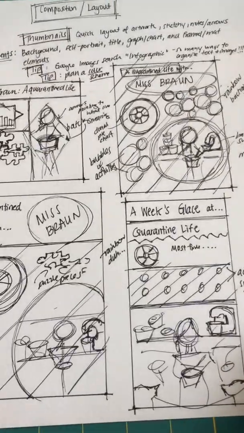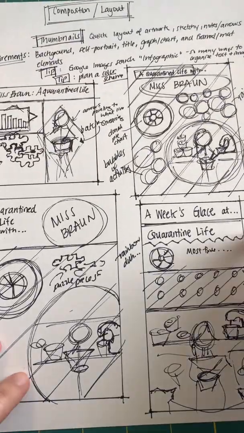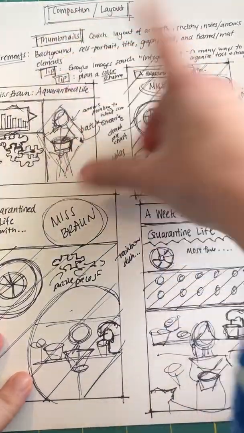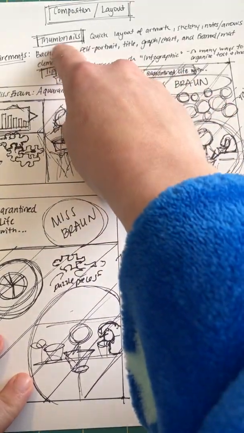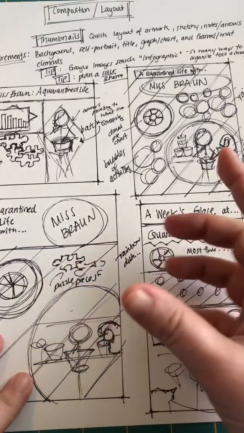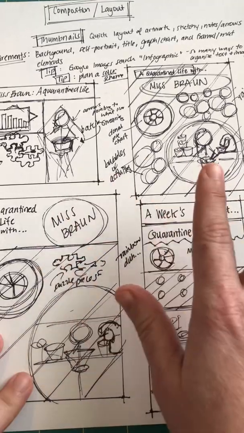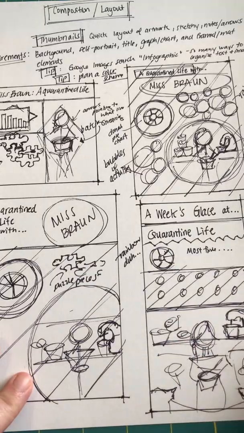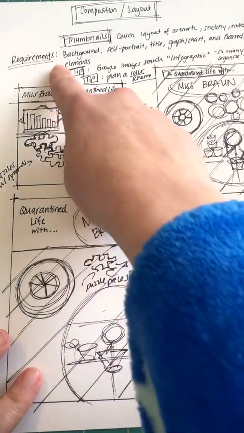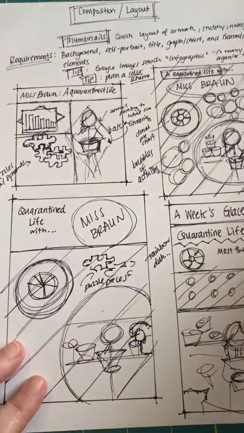The next thing you're going to do is come up with a composition or a layout. Remember that word composition just means how you're arranging all your different requirements. So I encourage you guys to do thumbnails. I did 4. I think 3 to 4 thumbnails are great. They're just a quick layout of the artwork. They're super sketchy. They're filled with notes and arrows. Please remember your requirements when you're doing your composition and layout.